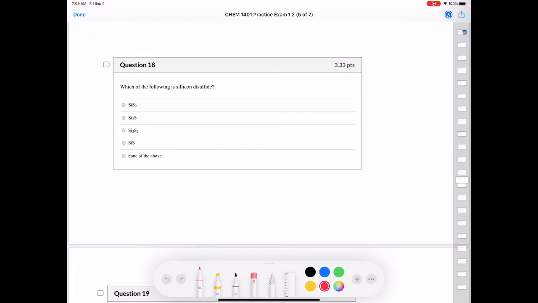Let's try question 18. Which of the following is silicon disulfide? This is going to be a covalent compound because it's made out of a nonmetal, sulfur, and a metalloid, silicon. There are no metals in this compound, so it's definitely not ionic. And so we have no prefix in front of our silicon, so that indicates that we have 1 silicon, and then we have the prefix di in front of sulfide, and so that indicates that we have 2 sulfurs like that, and so here is our answer, SiS2, silicon disulfide.